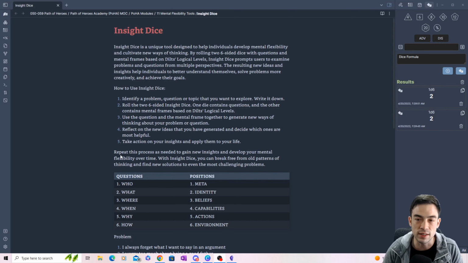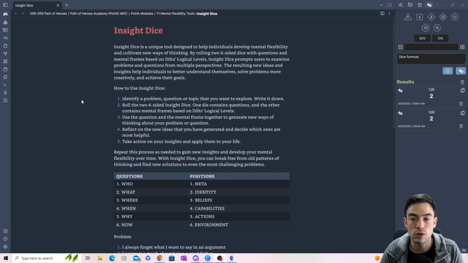So this is how to use it. You need to come in with a problem or a goal, some sort of desire, a topic you want to explore, and you're going to write it down. I'll go through this process as well while I'm actually doing it so that you can see it in real time. And you're going to roll 2 six-sided dice. One is going to represent the questions and the other is going to represent the mental frames or the positions.